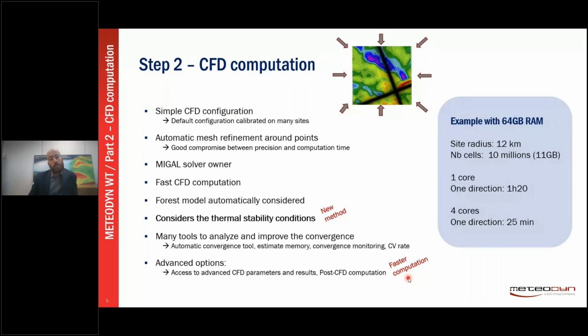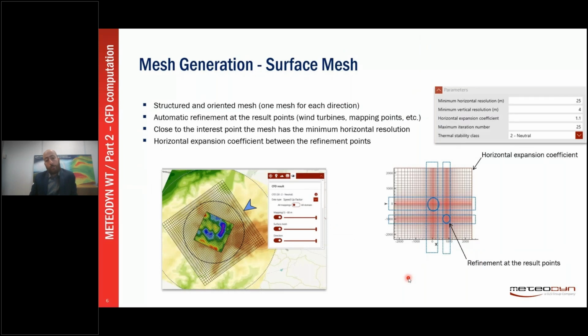Okay, so let's have a focus on the mapping and the surface mesh. What I previously said is that we were using a structured and oriented mesh, so it means that we have small rectangles to describe the mesh. And you see here the mesh is moving according to the prevailing sector. What is very interesting in this tool is that we are using automatic refinement at the result points. So close to the interest points, the mesh has a minimum horizontal resolution, and this is what we can define as an input parameter.